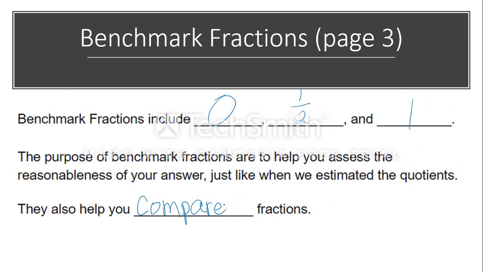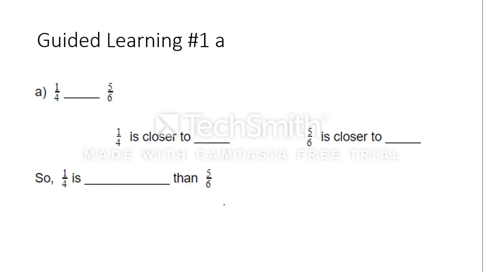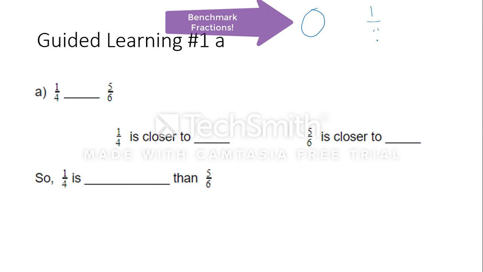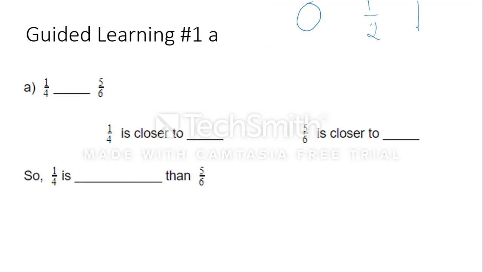All right, so let's move on to the next slide. We're going to be starting with guided learning part A. Here we see that we have 1/4 and we're comparing it to 5/6. We want to think of our benchmark fractions. I'm going to write them up here: 0, 1/2, and 1. See which one each fraction is closer to.